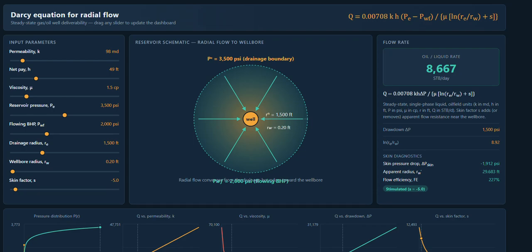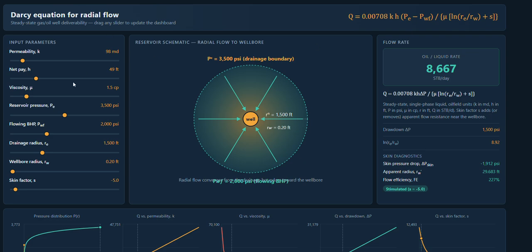Let's walk through this one, which is the companion dashboard for chapter 1. At the top, you've got the Darcy equation for radial flow, Q equals 0.00708 kh multiplied by pressure drop, divided by mu times log of re divided by rw plus skin. Okay, so every number on this page traces back to that one line.